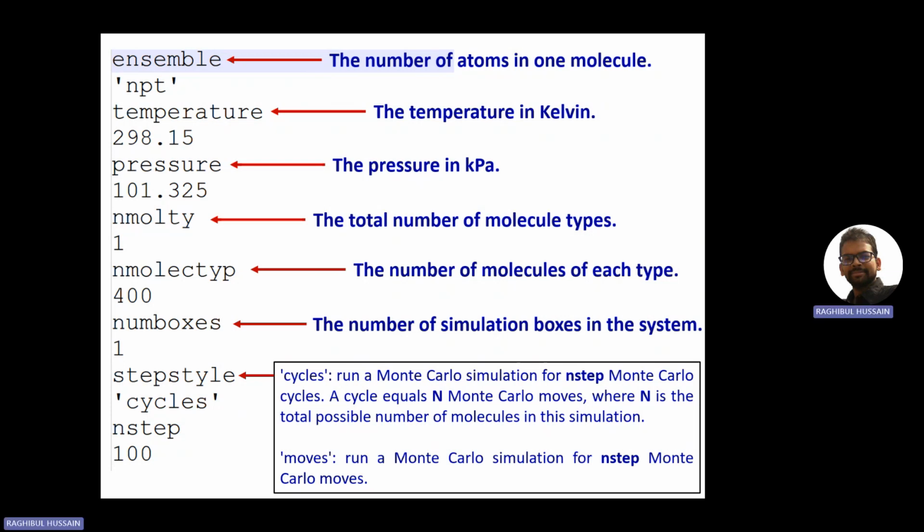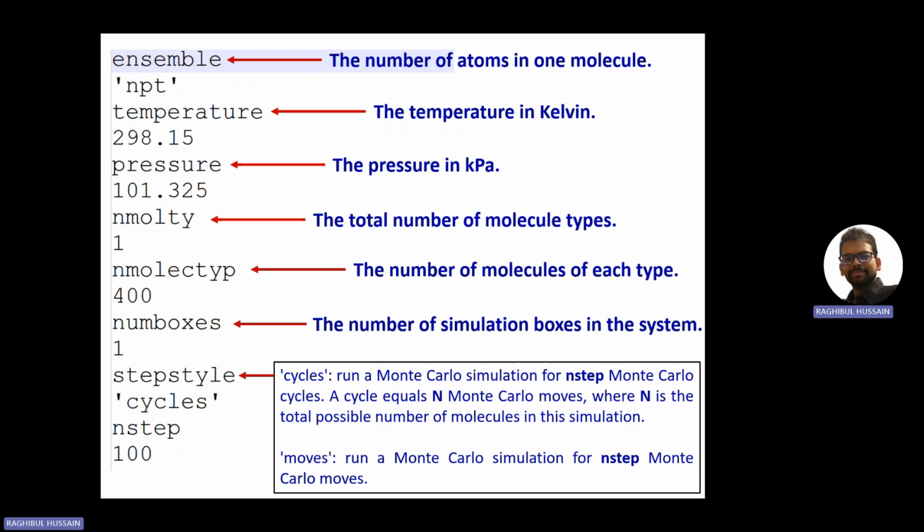What I'm using is cycle. If you're using cycle and it is 100, it means how many moves? One cycle is equal to n number of moves. I'm writing 100 cycles, so 100 cycles means 100 into 100. If you are using moves here, simply write 10,000 moves. You have to decide what you want to use. Normally we use cycle.